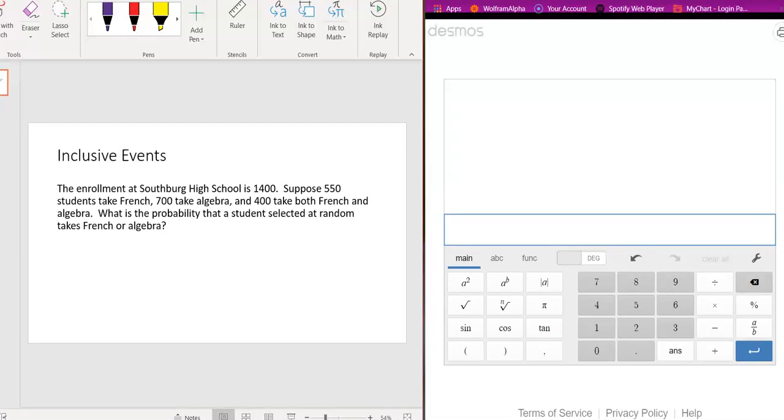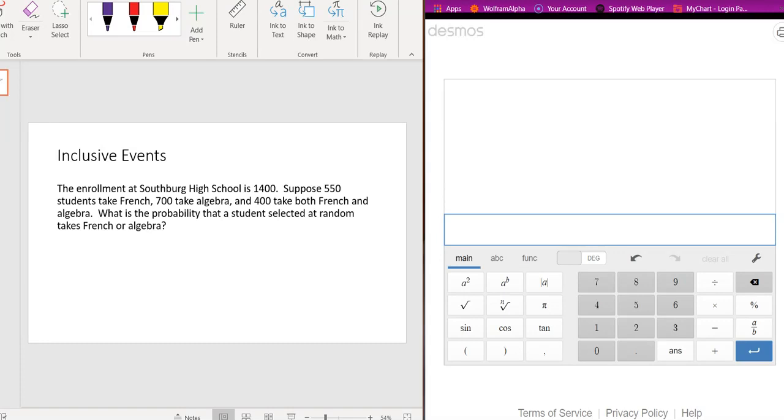The enrollment at Southburg High School is 1,400. Suppose 550 students take French, 700 take algebra, and 400 take both French and algebra. What is the probability that a student selected at random takes French or algebra?